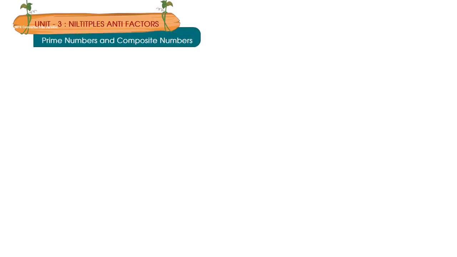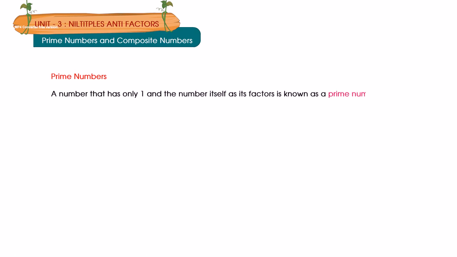Prime numbers and composite numbers. Prime numbers: a number that has only 1 and the number itself as its factors is known as a prime number. For example, 2, 3, 5, 7, 11 are prime numbers.